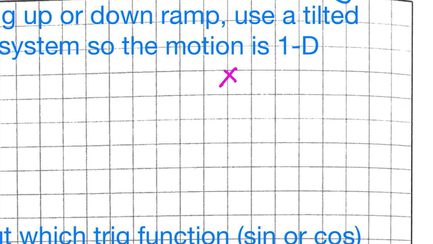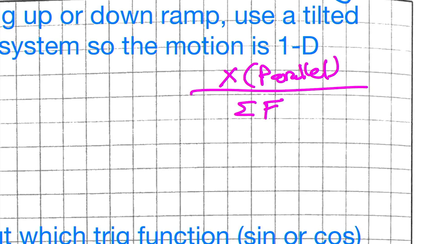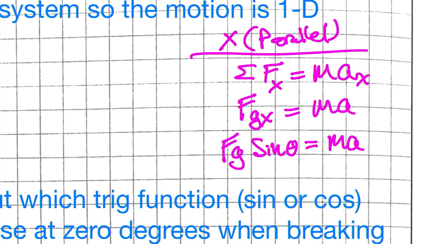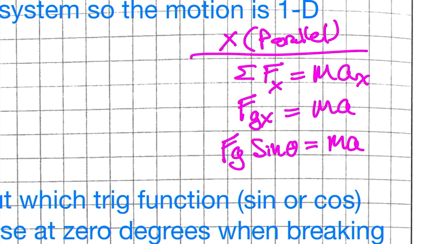So for the x direction, which is parallel to the ramp, I'm going to have sigma Fx equals mass times the acceleration in the x direction. And this is Fg in the x direction equals ma. And then I'm going to use Fg sine theta equals ma. And of course, that's mg sine theta, right? Force of gravity is mg. So mg sine theta, that's our force down the ramp.